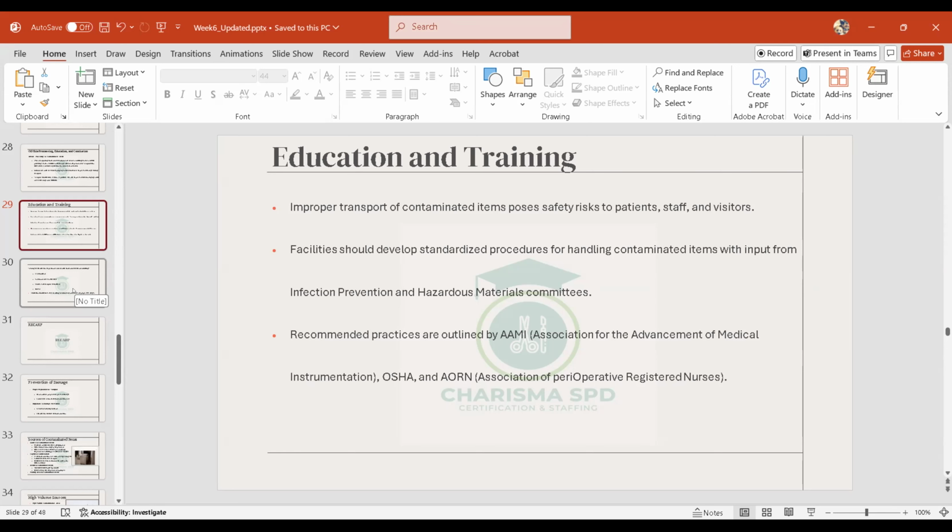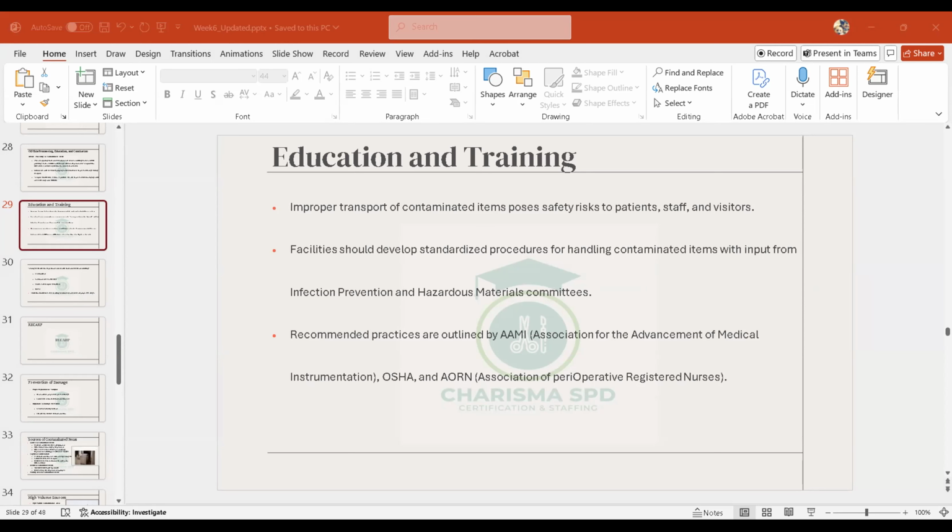So now, in terms of education and training, we have some professional bodies that have written extensively on how to train, or guidelines on how to get knowledge on how to transport contaminated or hazardous materials. One of such professional bodies is AAMI, Association for the Advancement of Medical Instrumentation. They have written extensively on how to handle that. We also have what? OSHA.